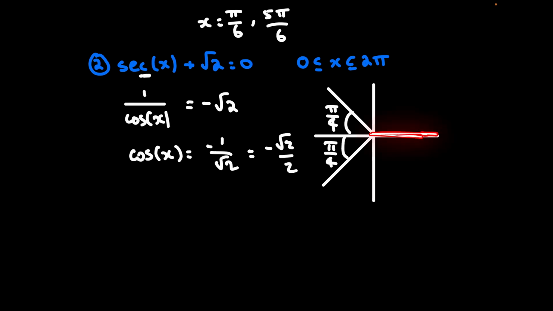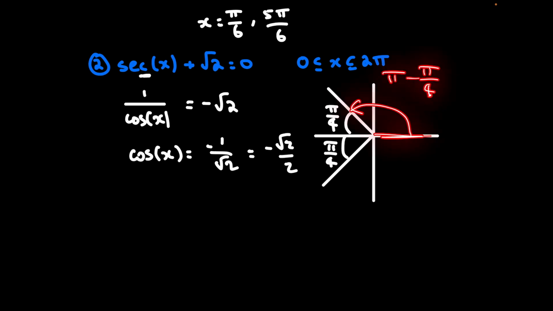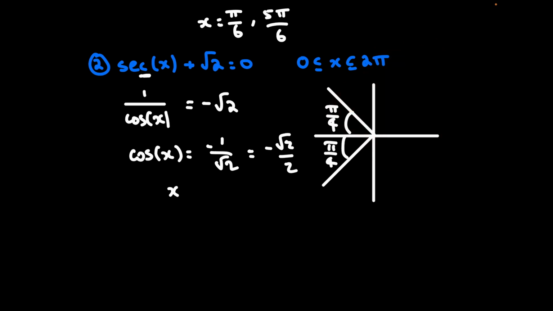Okay, so we need to work out two angles. What is this angle here? And what is this angle here? Well, this angle here is simply just pi minus pi on 4, which is just 3 pi on 4. Okay, so that's one of our answers.